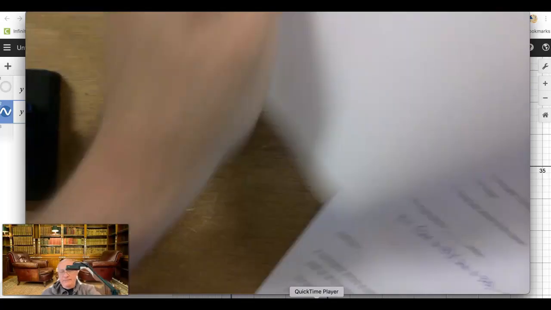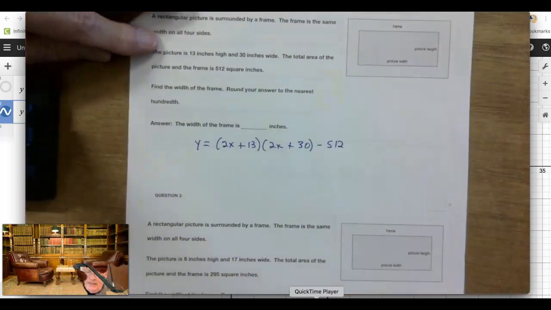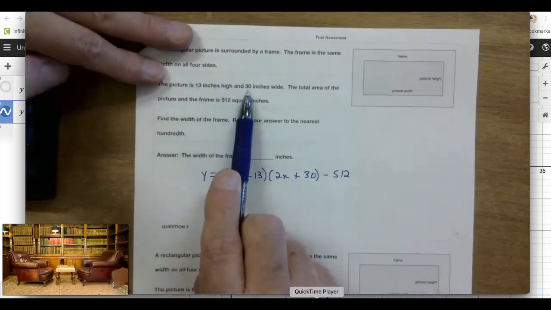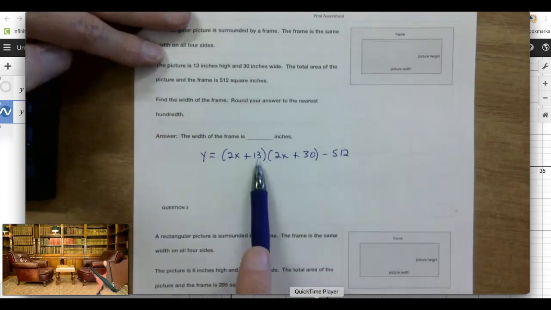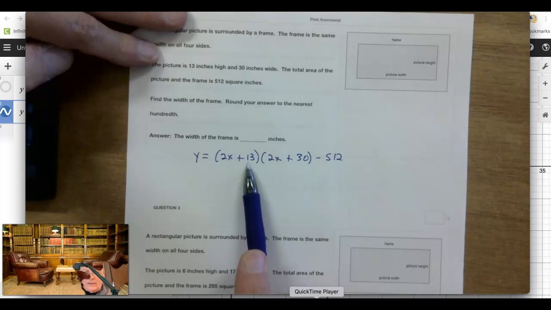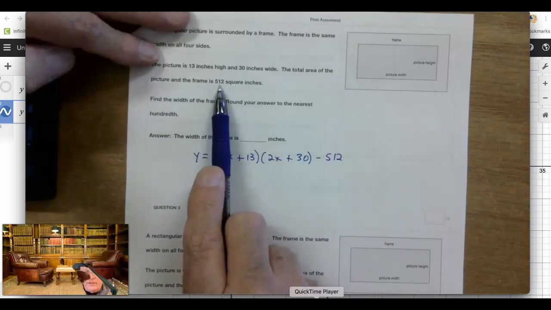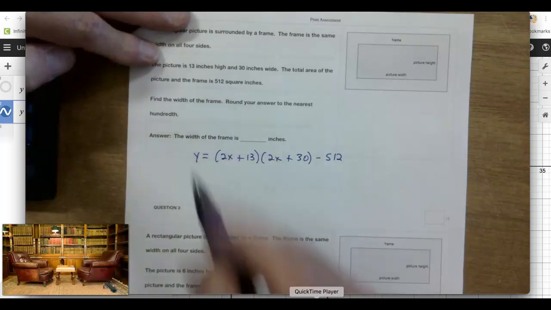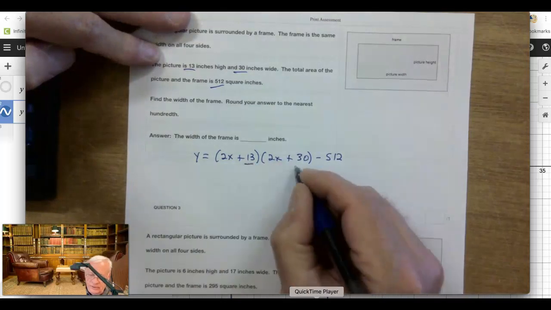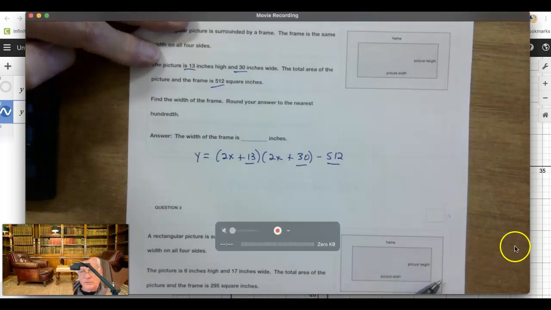All right, quick, do it again. We're out of time here. And guys, the next one says the picture is 13 inches high and 30 inches wide. So the 13 and the 30 go here and here. It doesn't matter, you can put the 30 here if you want, and the 13 here. It doesn't matter. And then you subtract out the total area they give you. They give you 3 numbers. Right there. And you put them right there. Okay, then put it in Desmos.